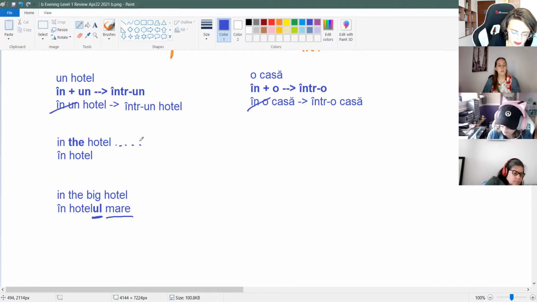Yeah. So because we have this description, we have the definite article. We don't have anything here, so we won't have, let's put it the other way, we won't have anything here either.